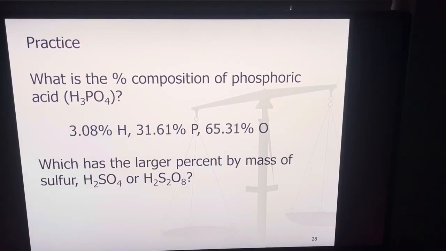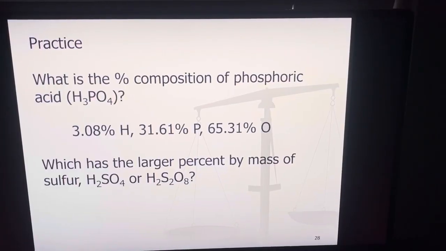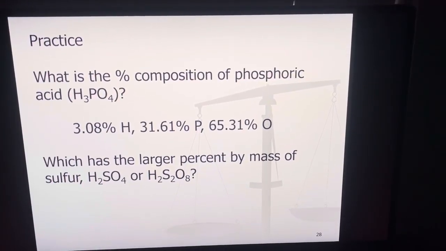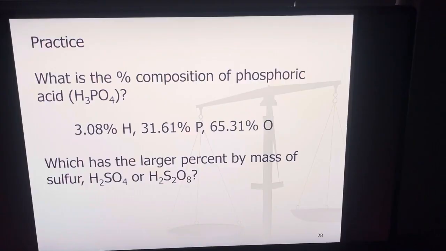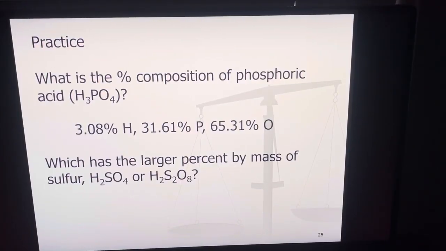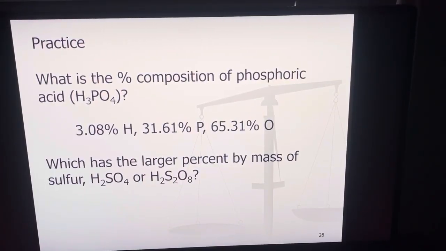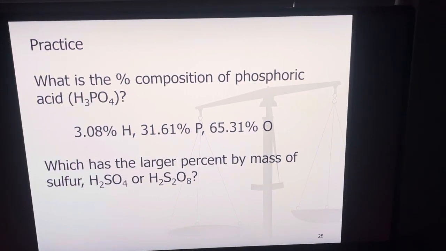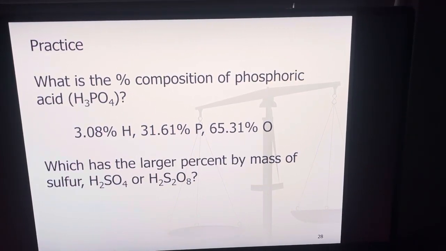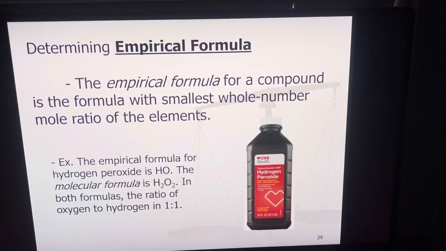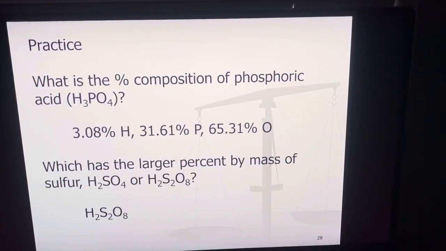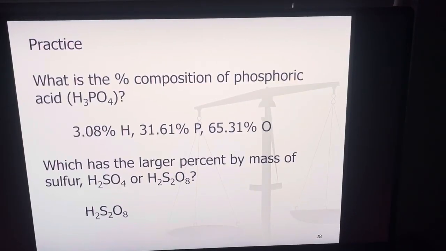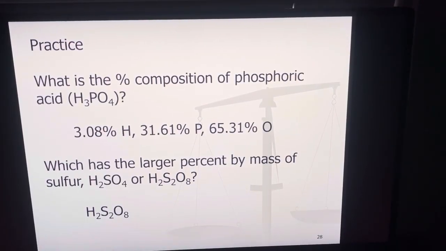And then the same for this question. You're going to have to do this twice and make no assumptions. So which has the larger percent by mass of sulfur? Is it sulfuric acid or that second molecule? The numbers are different. You're going to have to do the math to figure it out, okay? And prove that that's the answer. So that's the answer, but you have to prove to me why. So I want to see your work.